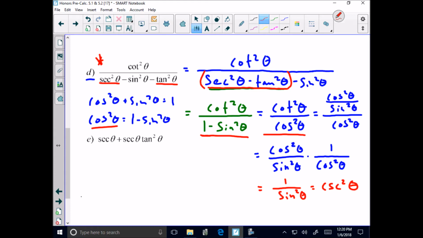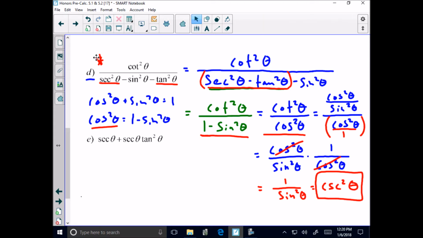And here I can see that my cosine squareds are going to cancel, right? Another thing we could do here is consider this cosine squared to be over 1, and then I'm dividing by a fraction, which is the same as multiplying by the reciprocal. So that's another way to see it. Now right here, our cosine squareds cancel, which gives us 1 over sine squared theta, and this whole expression condenses down to cosecant squared theta, right? So that's the condensed expression.